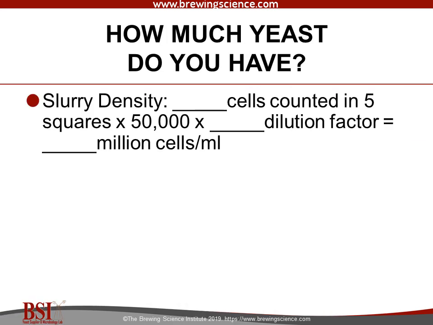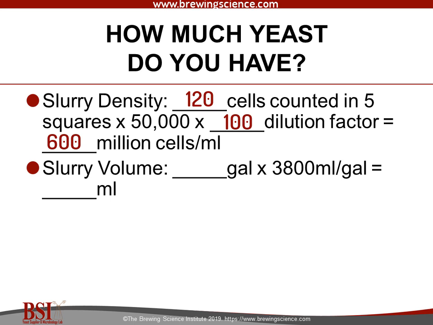Now, let's perform a simple calculation. Let's begin with a slurry density of 120 cells that were counted in 5 squares. Multiply that number by 50,000. That's the volume under the cover slip. Then multiply that number by 100. In this example, this equates to 600 million cells per milliliter.